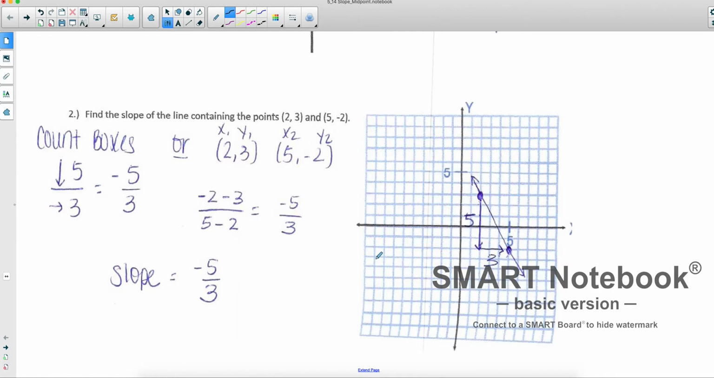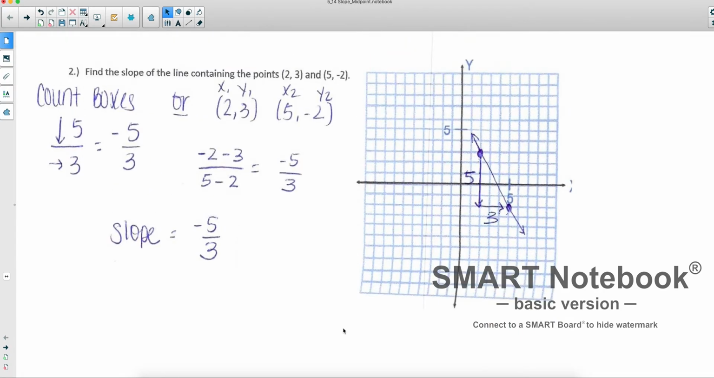I actually did the examples using two different methods, both plotting and using your formula. So if you had to use the point (2, 3), so here's (2, 3), and then (5, -2), here's (5, -2). To find the slope, we can either count boxes, so left to right. Here's my leftmost point. I would go down 5 over 3. So if I'm going down 5 over 3, that's a negative 5 thirds, or negative 5 over 3.